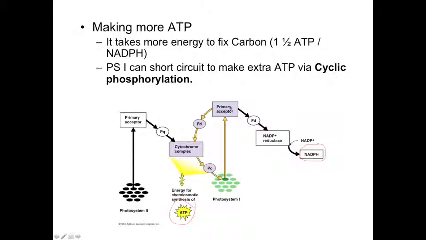So in order to get the 3-to-1 ratio necessary, the Z scheme will run twice to produce 2 ATP and 2 NADPH, and then cyclic phosphorylation will happen one time in order to produce an additional ATP.